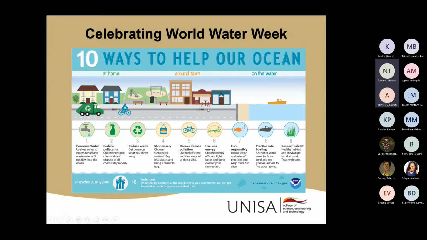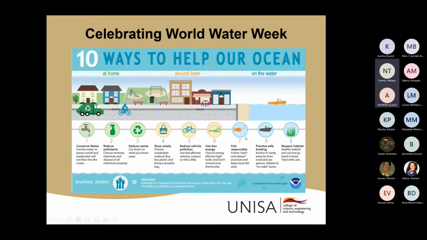Now, when you are around town, it is encouraged to shop wisely, meaning you have to choose sustainable seafood, as I've indicated, using the pocket guides from the ocean. Buy less plastic and bring a reusable bag. Reduce vehicle pollution, which is highlighted in the My 2050 environmental calendar, as well as use less energy, meaning choose energy efficient light bulbs and don't overset your thermostat.